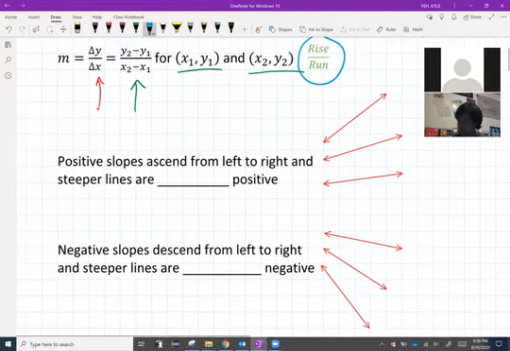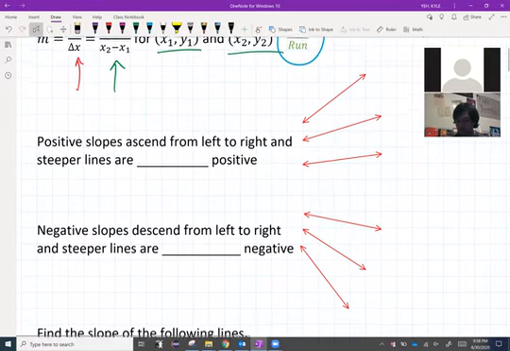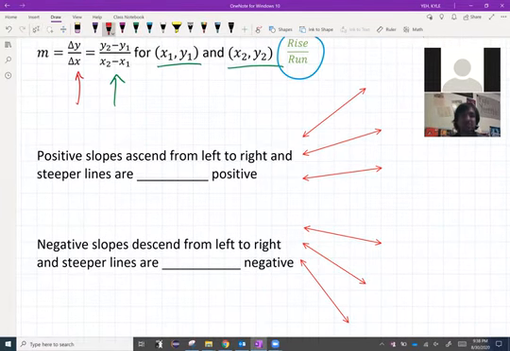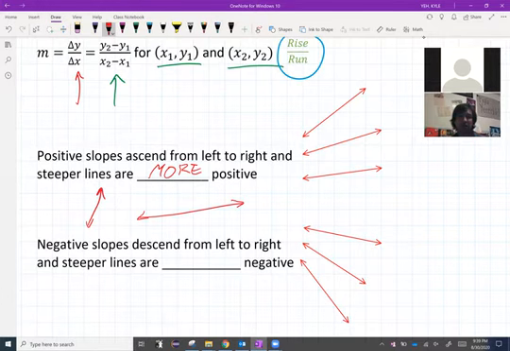Couple other basics that we need to talk about before we get into solving problems. Positive slopes always go uphill. They ascend from left to right. Steeper lines are more positive. So in other words, a line with this slope, which is fairly steep, maybe has a slope of 3, whereas a line with this slope, very gradual, has a slope of 1/3. But they're both positive, and it's just the degree how positive is it that controls how steep the line is.